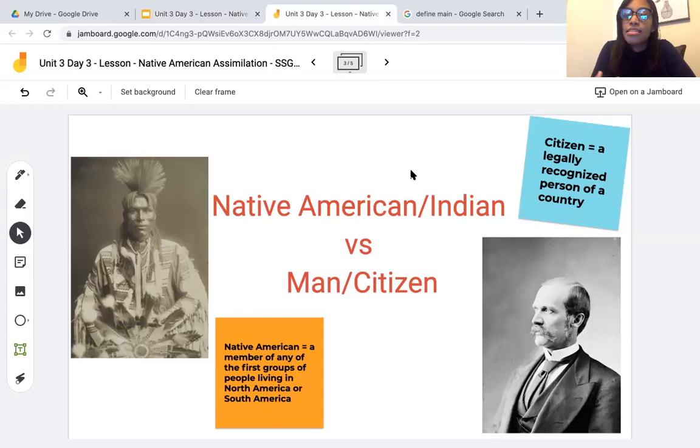A citizen is a legally recognized person of a country. So it's a person that is, and typically a citizen is considered a human being. If we make a connection to the text, are Native Americans really considered citizens? And that would be a no. And for Native American, a great definition is a member of any of the first groups of people living in North America or South America. Of course, we're focusing on Native North America because we're in the United States.